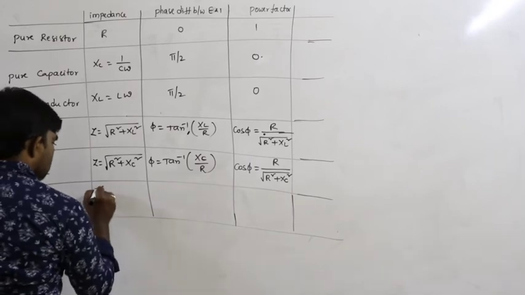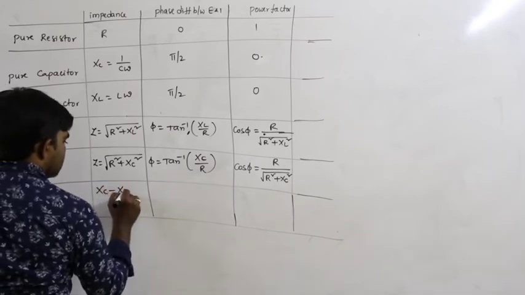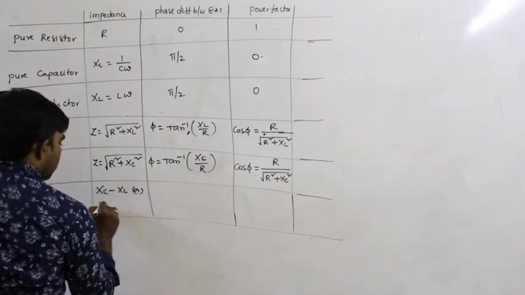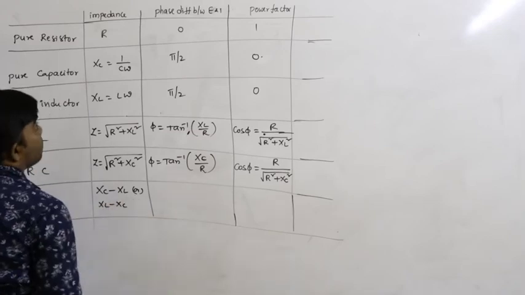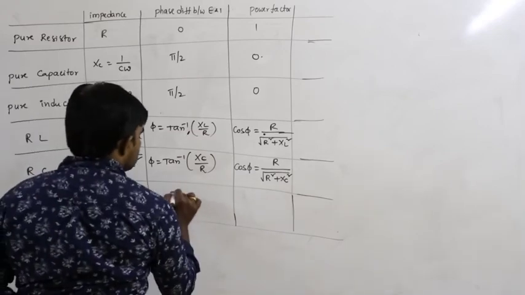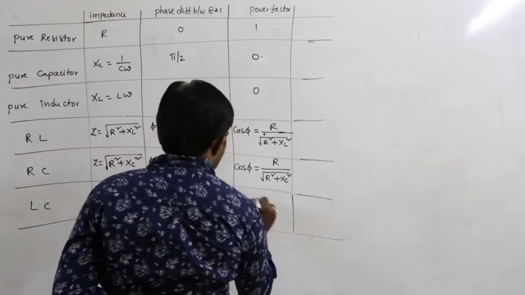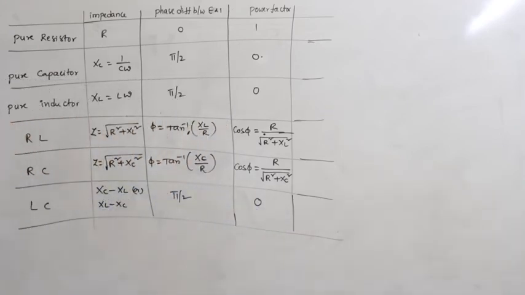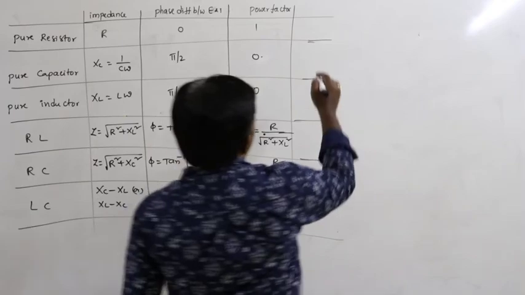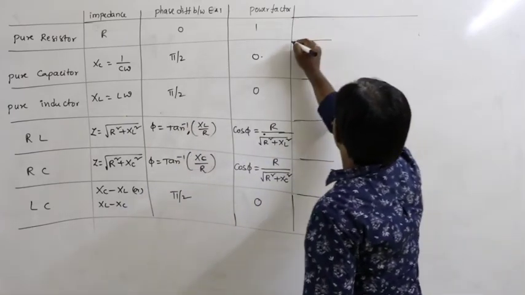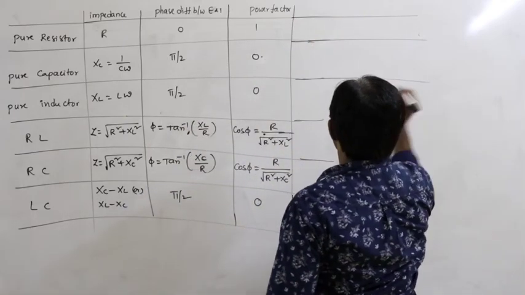For the LC circuit, impedance is XC minus XL or XL minus XC. Phase difference is always pi by 2 and power factor is 0. So these are the points you have to remember in this situation. And let us say one more category in this.